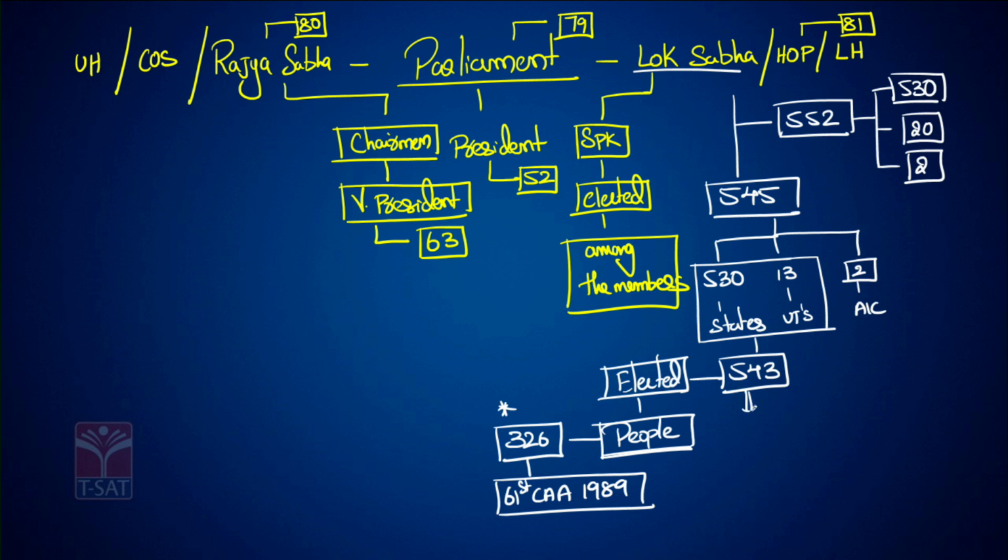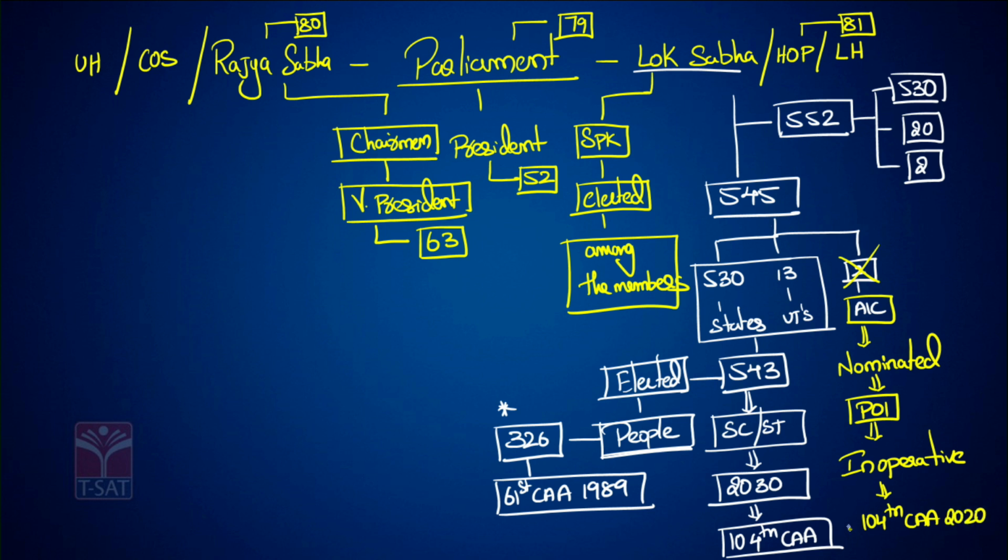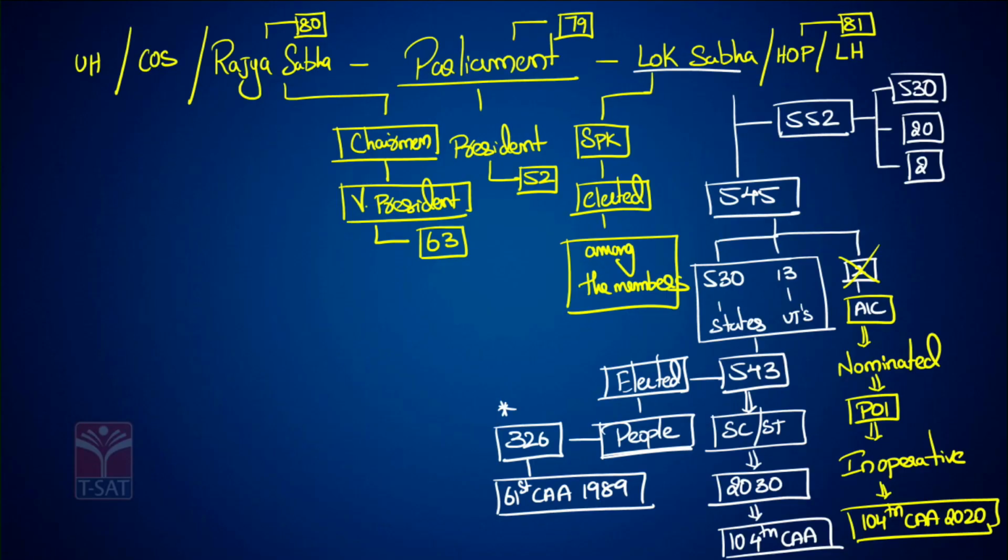In these 543 seats, the SC and ST seat reservations are to be continued till 2030, by the 104th Constitutional Amendment Act. Now coming to the Anglo-Indian community. People from the Anglo-Indian community are nominated by the President of India. This nomination has been discontinued, or has become inoperative, by the 104th Constitutional Amendment Act 2020. So this is the composition of the Lok Sabha.